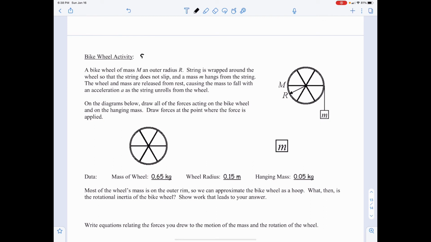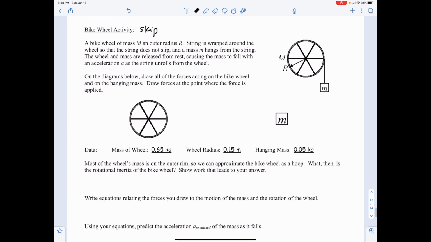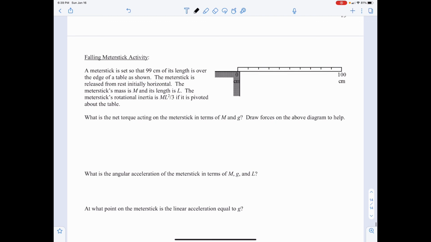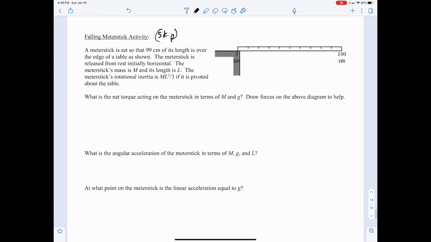Okay. Again, we're going to skip the bike wheel activity for the time being because this is a lab you're going to do. You're going to find the rotational inertia of a bike wheel, so we're going to hold off on this for the time being. And the very last activity over here, the falling meter stick, we are also going to skip, as this is also an activity we're going to be doing. So we have a lot of things that we're skipping to a later time where we'll get to them.